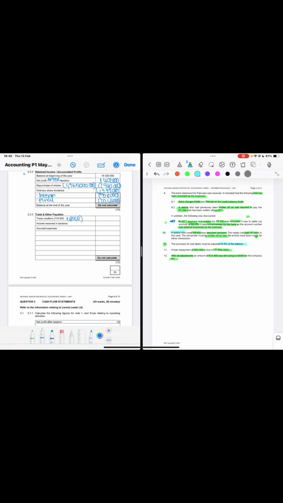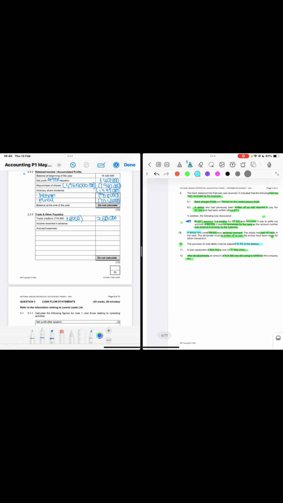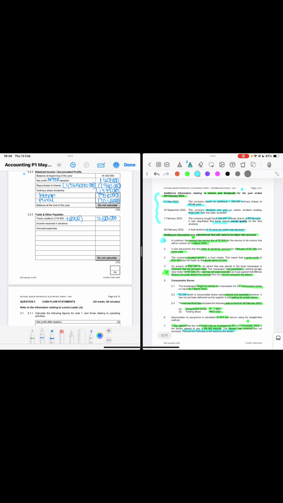Okay, then that will be 714 plus 8,000, which will give you 722,000. Then we look at income received in advance. So we have here at number 1 a customer that prepaid the service of 2.8. So that would be part of your income received in advance, and was the only adjustment that had that. 2,800, yes.